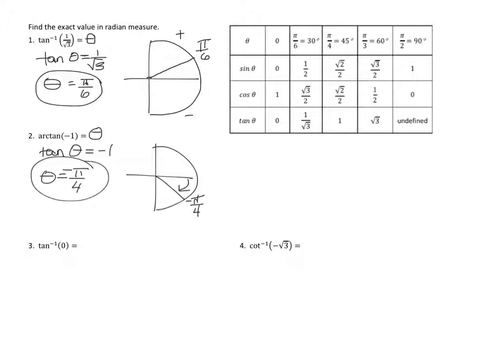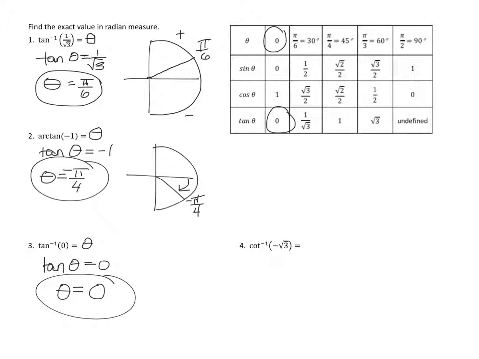Okay, now for number 3, we have the inverse tangent of 0. If we write it out, where is the tangent of theta equal to 0? If we check over in our chart, up in the top right-hand corner, where is tangent 0? It happens at 0. So this is a really easy one to answer. My theta is 0.